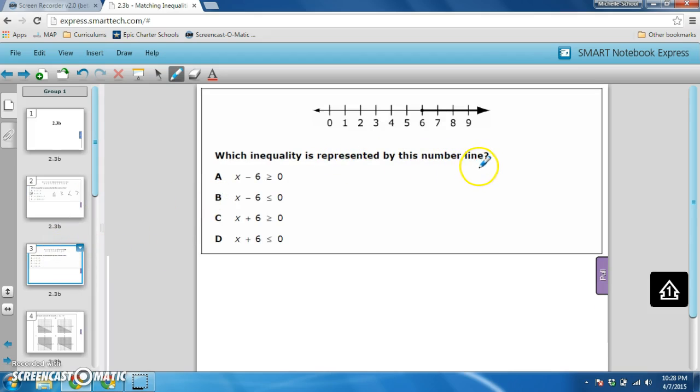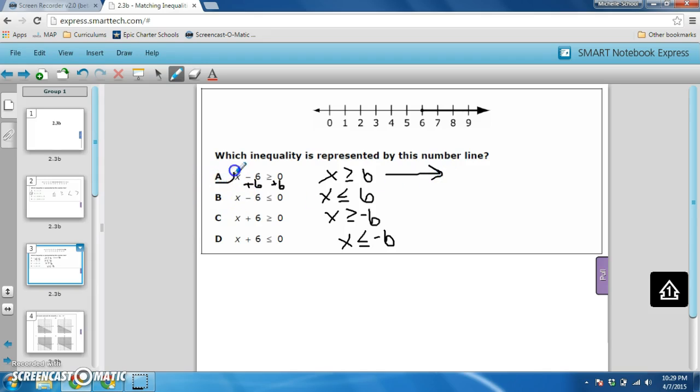Okay, which inequality is represented by this number line? Really need to go through and solve each of these, which isn't a big deal on these ones. We're just going to add 6 to both sides. So this becomes x is greater than or equal to 6. And this one would be x is less than or equal to 6. X is greater than or equal to -6 because we subtract 6 from both sides. X is less than or equal to -6. Okay, and this is greater than or equal to 6. As long as you have your x first, your arrow will point in the way to go. So it's pointing that way. So A.